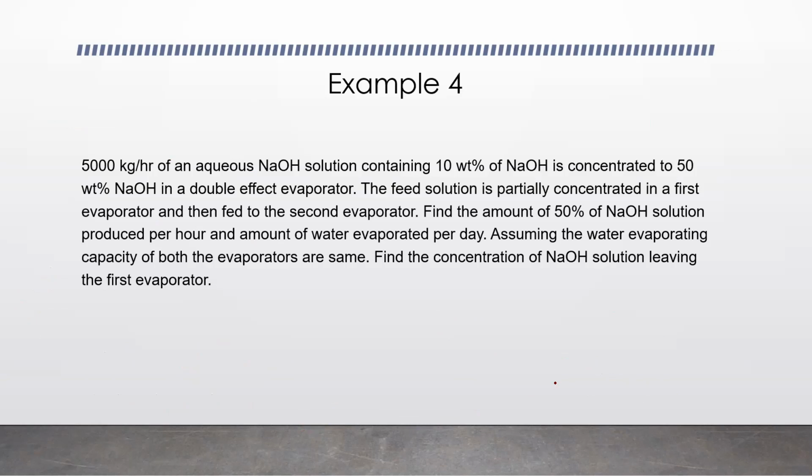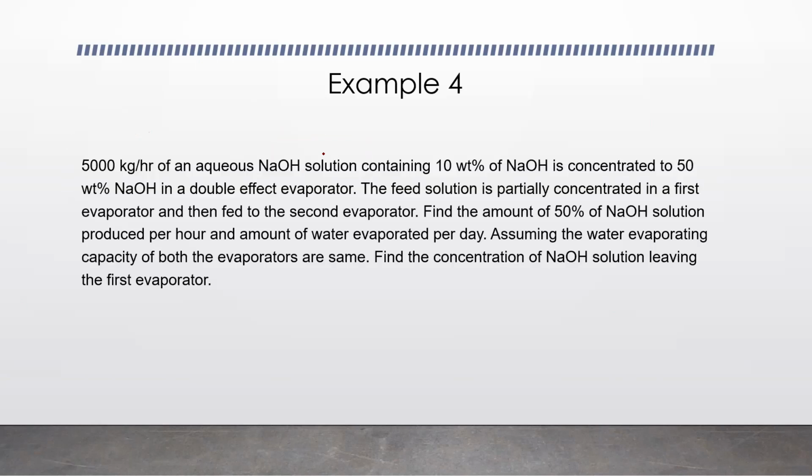5000 kg per hour of an aqueous solution of sodium hydroxide contains 10 weight% of sodium hydroxide, and it is concentrated to 50 weight% sodium hydroxide in a double effect evaporator. A double effect evaporator means that it has 2 evaporators. All right, 2 evaporators. Evaporator 1 and evaporator 2. Now this is more than 1 unit. So evaporator number 1 and evaporator number 2.